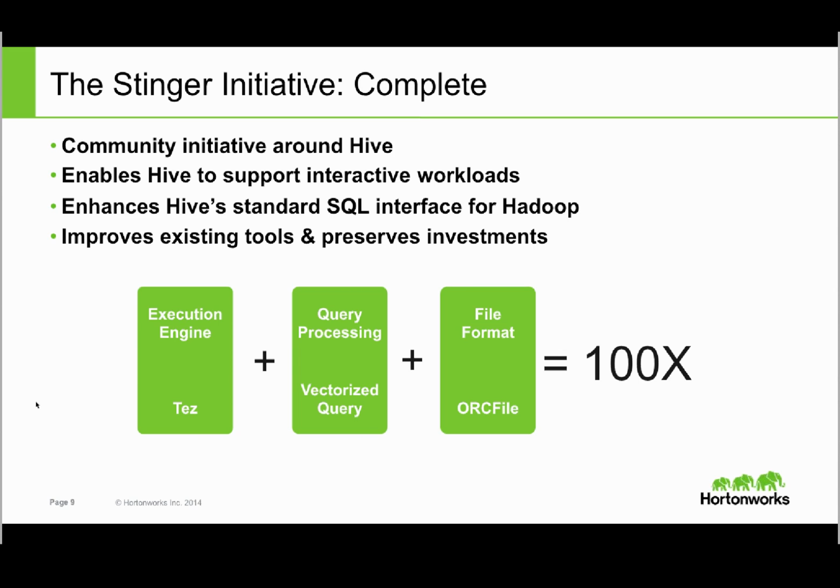Secondly, there's a vectorized query execution engine which takes advantage of modern CPU hardware to process rows in large batches rather than one at a time. And by doing this, you get a 10 or more X improvement just on query execution. Finally, there's ORC file. It's a modern columnar format with very high compression, which helps lead to very efficient I/O. So the combination of these three elements together are really the main driving forces behind the Stinger Initiative.